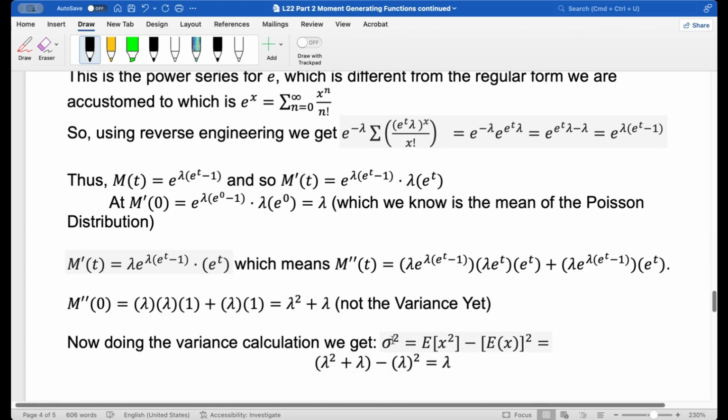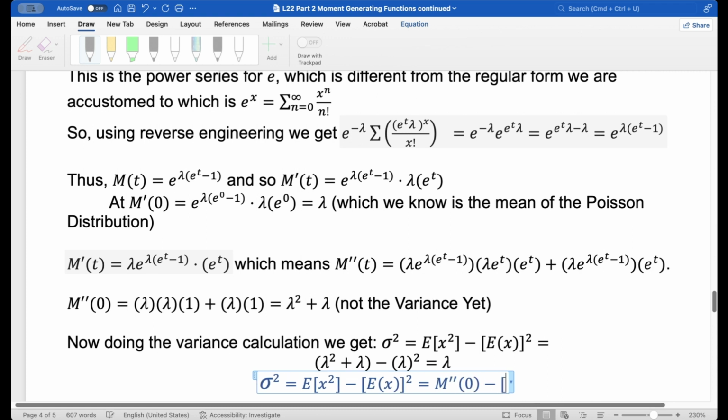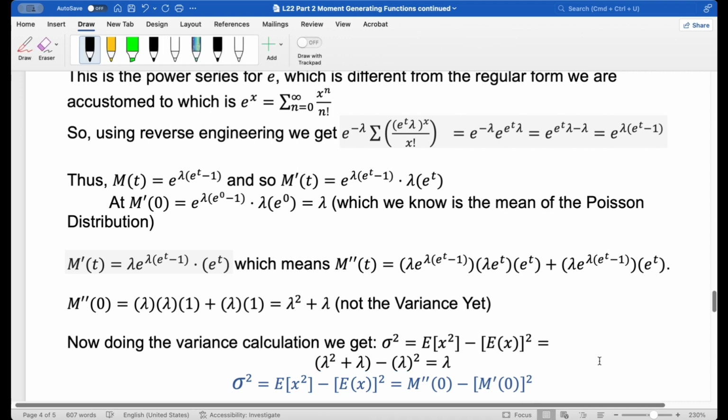So let me just write that variance formula in terms of the moment generating function. The expected value of x squared is M double prime of 0, minus the quantity M prime of 0 squared. So that's the variance formula using the moment generating function.